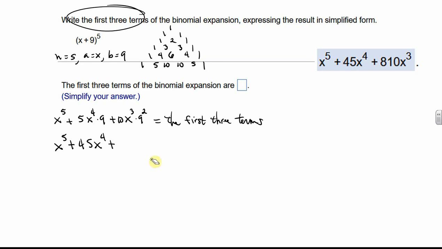But anyway. So that's 9 times 9 is 81 times 10 is 810 times x to the third. Again, it only wanted the first three terms, right?